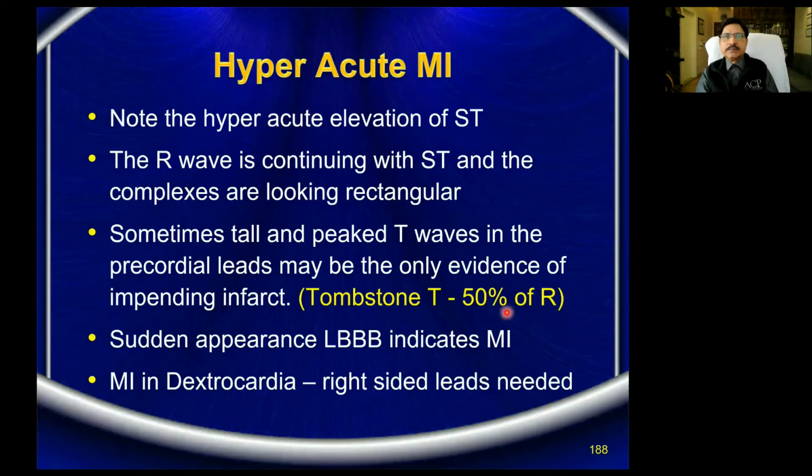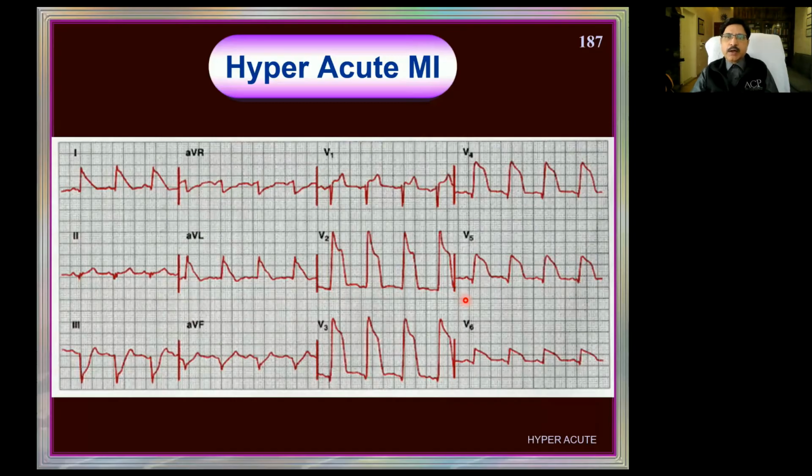Hyperacute MI. Note the hyperacute elevation of ST segment. The R wave is continuing with the ST complex, ST segment, and the complexes are looking rectangular. Sometimes tall and peaked T waves in the precordial leads may be the only evidence of the impending infarct. It may start as only peaked T waves and later go on to the tombstone T, where 50% of the R wave will be the tall T wave.